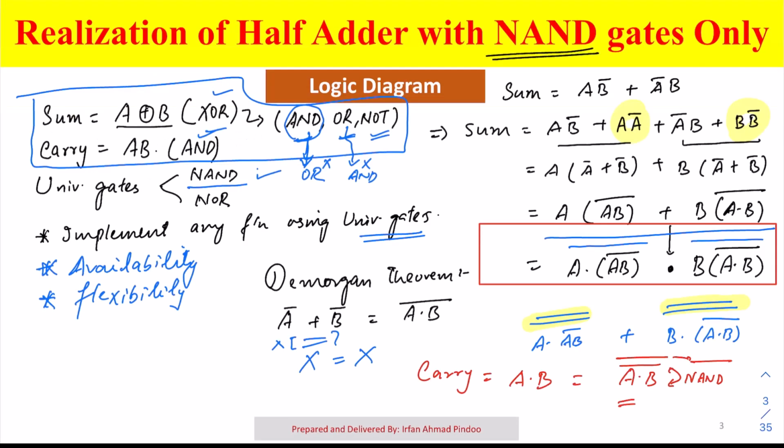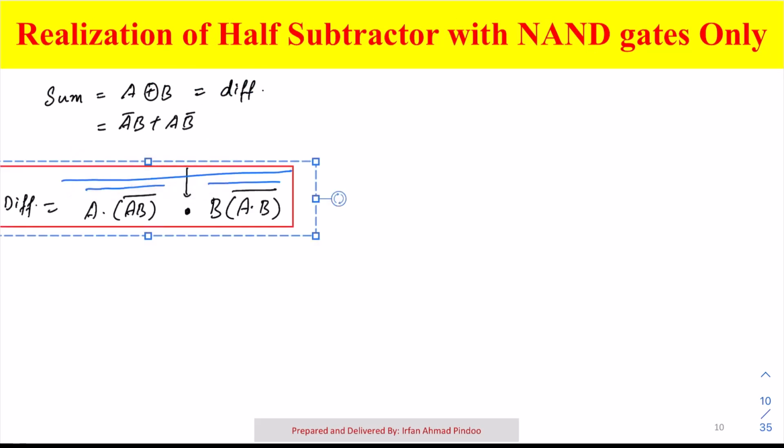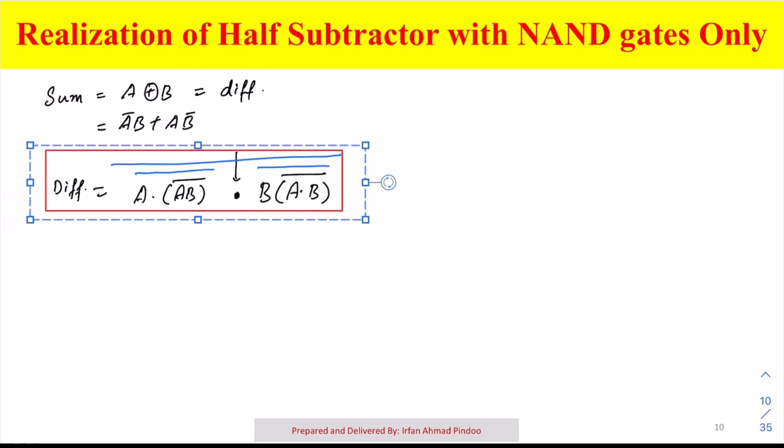So students, you can see in this slide we have this sum equation, which is A XOR B, and after a few steps, the one shown in the red box is the equation that we finally got. Now because the difference has the same equation, we don't need to solve it. You can just follow all these steps in our previous video. So I will directly write down the equation of the difference: A bar B plus AB bar will be equal to something like this.